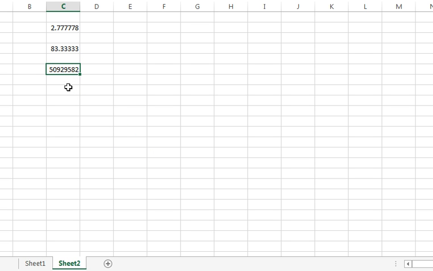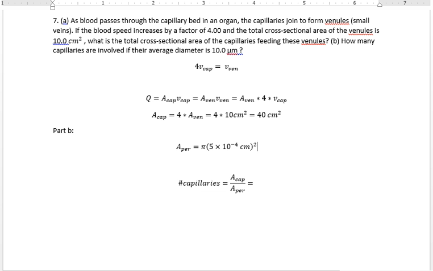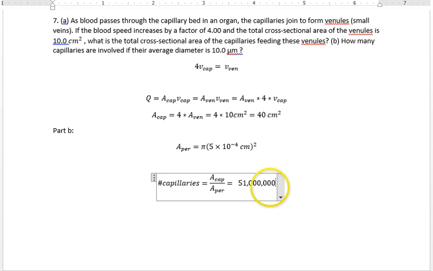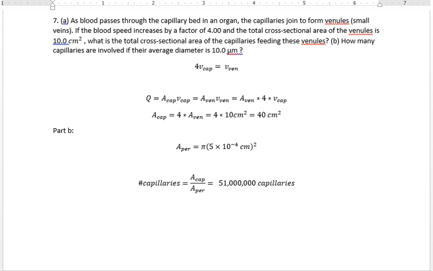Okay, that is 51 million capillaries. All right, that's it for problem 7.